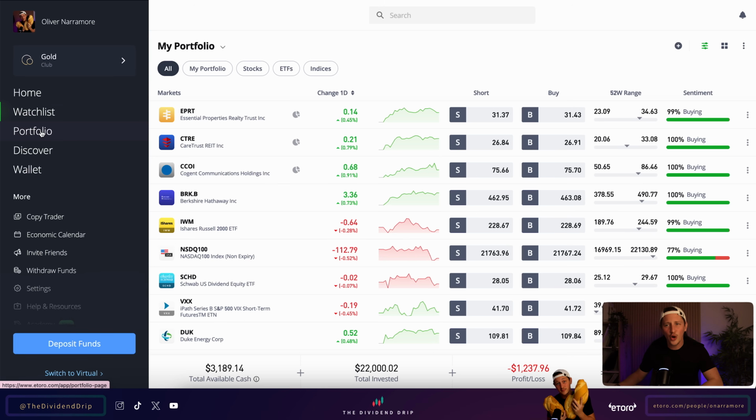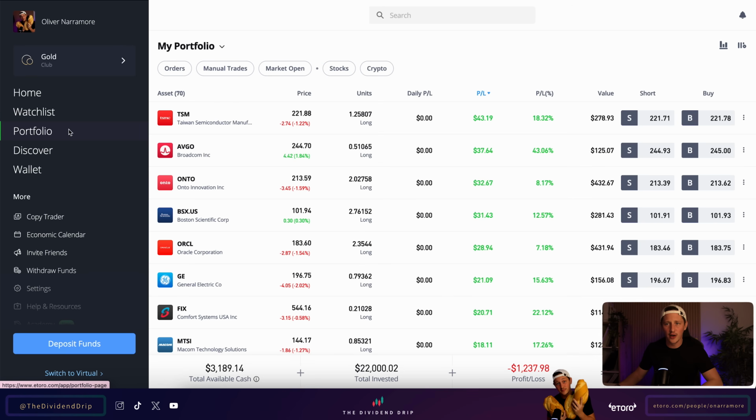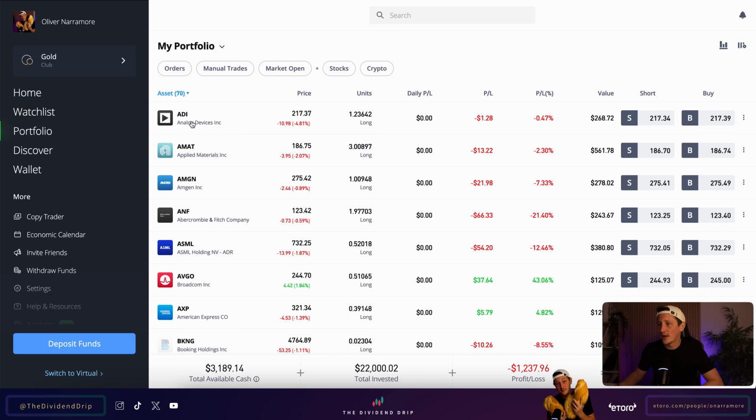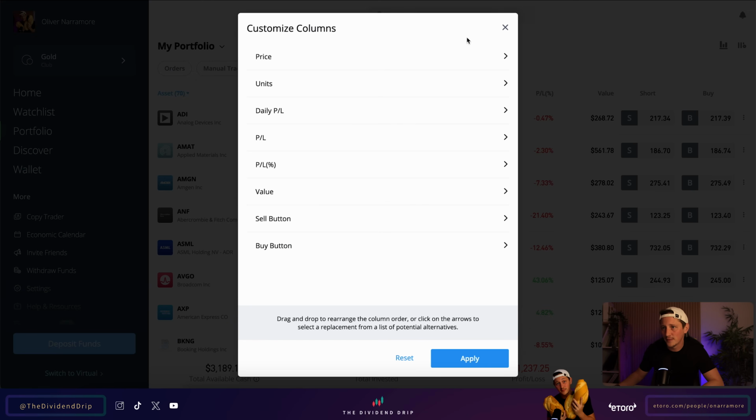Now, moving on from the watch list, you have your portfolio. The fun bit where you can find out what you've purchased. Now, in here, you can have a look at what you've got going on at the moment. You can arrange it by your profit and loss. You can arrange it by the asset type, by the price. If you want to change this grid, on the top right, you've got this here. Ooh, customize columns. And you can change these to whichever you like, okay?